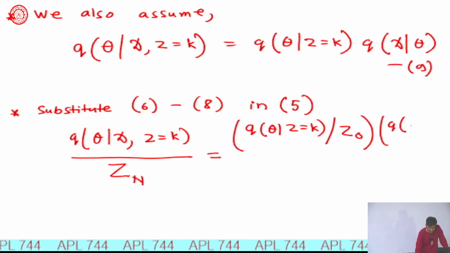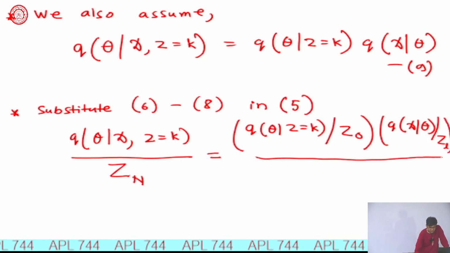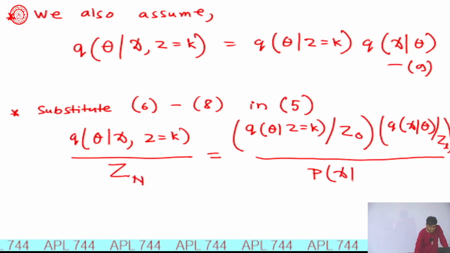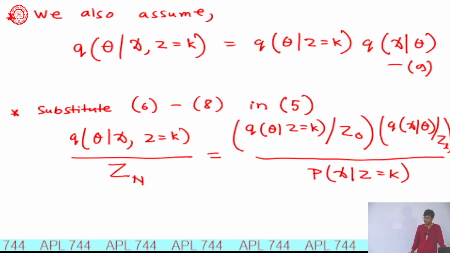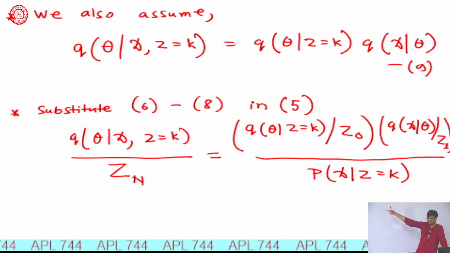Q d given theta divided by z l, and what is the denominator? The unknown term, probability of d given z equal to k, small z equal to k, right. So, now you see what I did. Now, that numerator terms will cancel out, left hand side, right hand side, using equation 9.